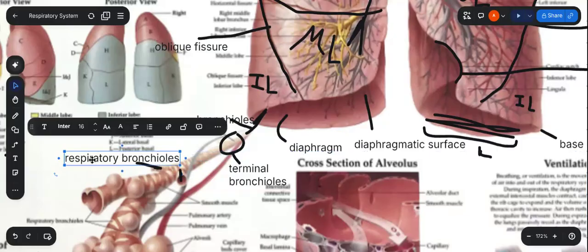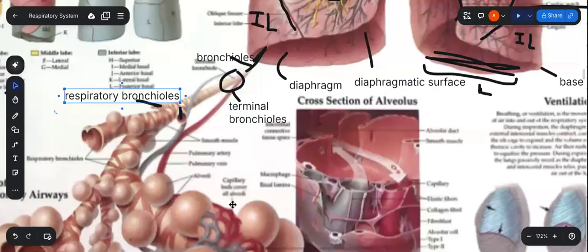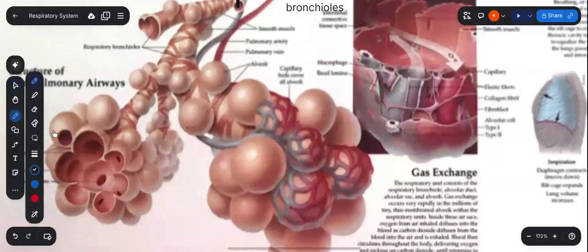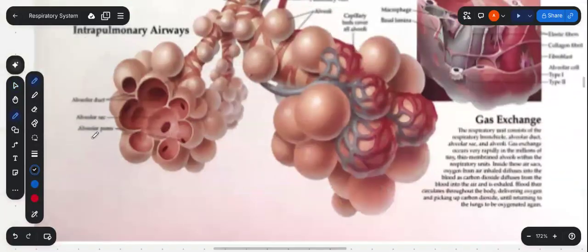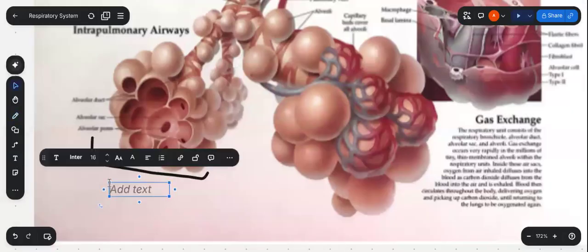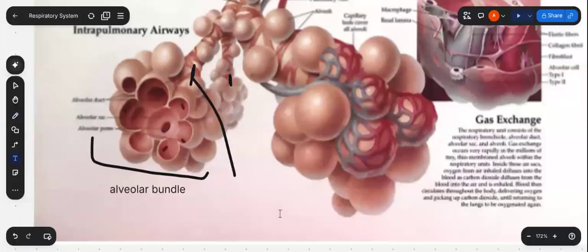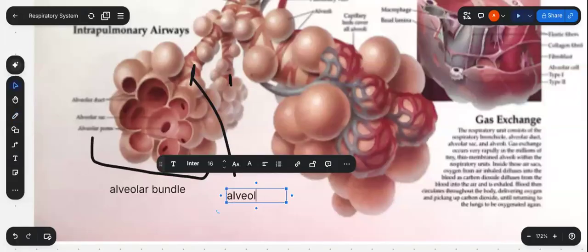After that, we then have the alveolar duct. So the alveolar duct, if you see over here, each one of these is an alveolar bundle. And the pipes that are connected to the bundles, so like over here is another one, those pipes are known as your alveolar ducts.